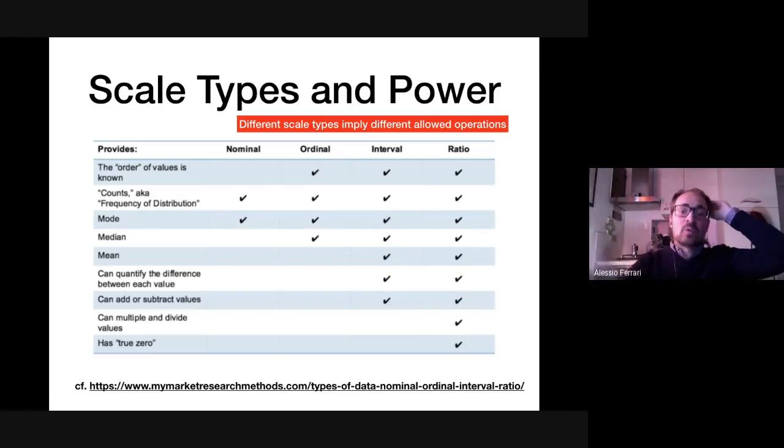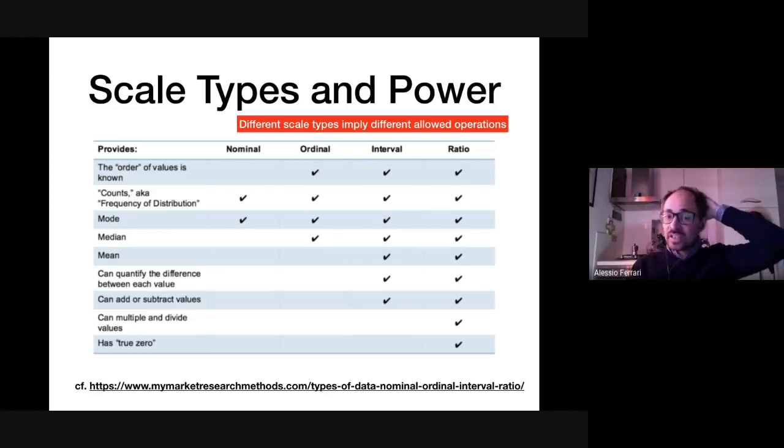Interval scales are the ones for which I can start doing some real computation. For example, evaluate the median and the mean, quantify the difference between values, and add or subtract values. So interval scales are numerical scales, but they do not allow me to multiply and divide values, mostly because the zero in this case is always a convention. Okay, in the ratio scale I have the true zero and I can do all of the operations.